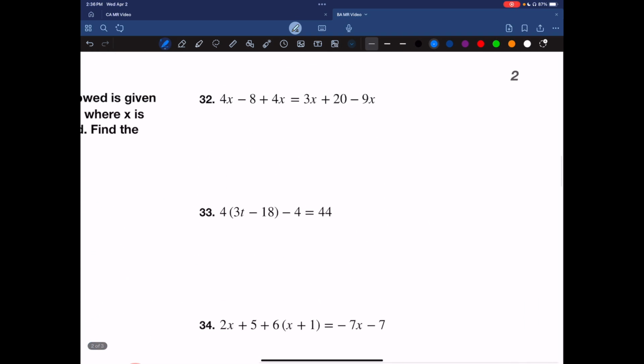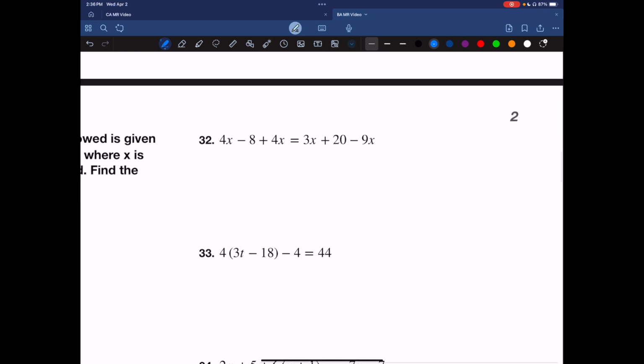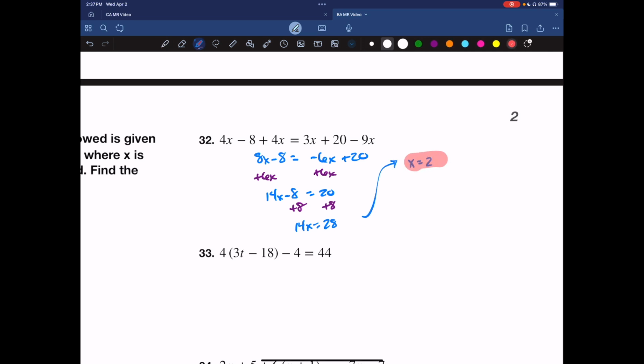32. Again, you want to clean everything up on both sides before you work across the equal sign. So you've got 4x and 4x, it's going to be 8x minus 8. 3x and negative 9x, it's going to be minus 6x plus 20. I'm going to add 6x to both sides. And that's going to be 14x minus 8 equals 20. I'm going to add 8 to both sides. So it's going to be 14x equals 28. So x equals 2.